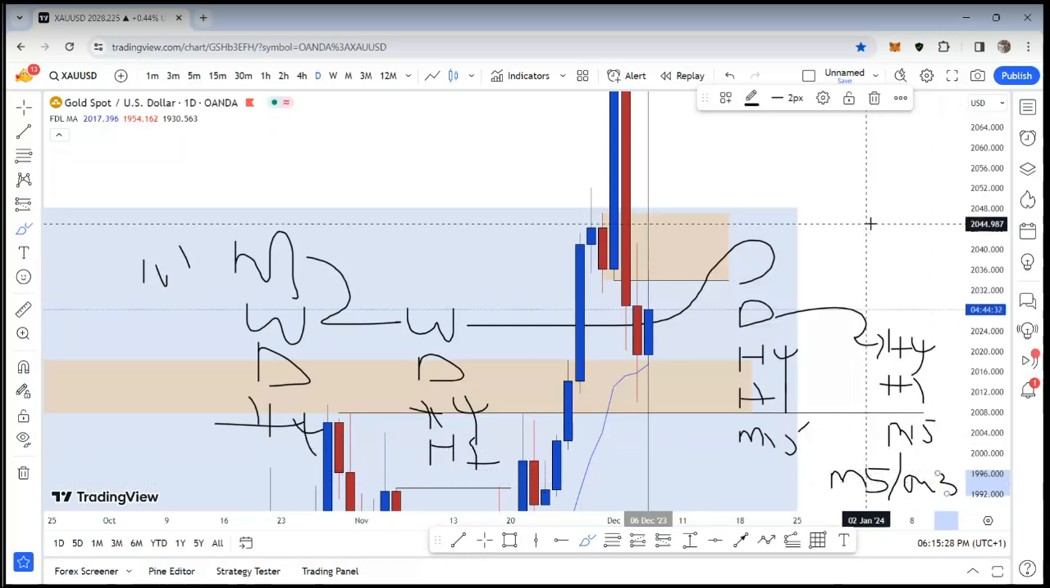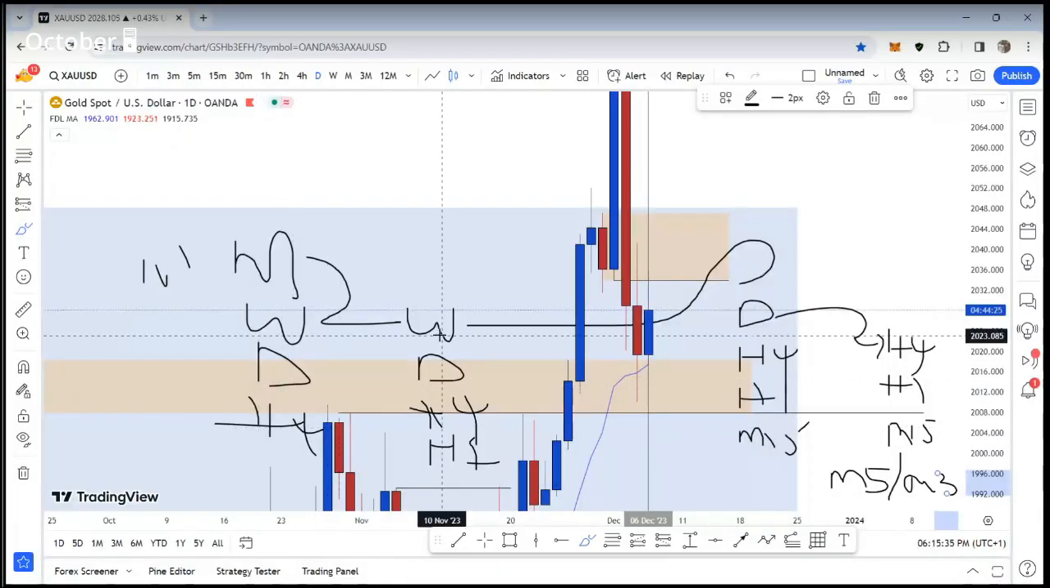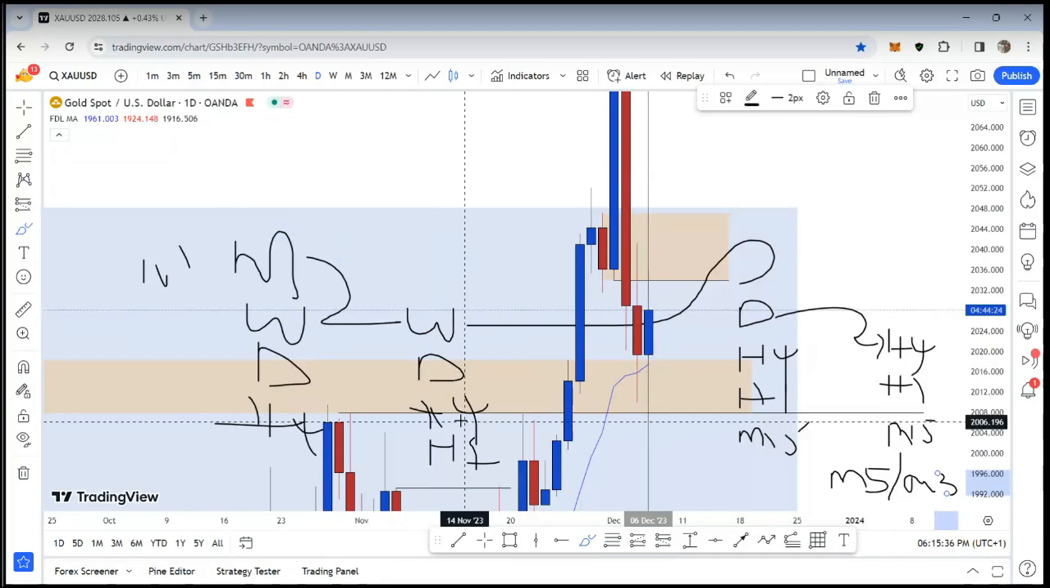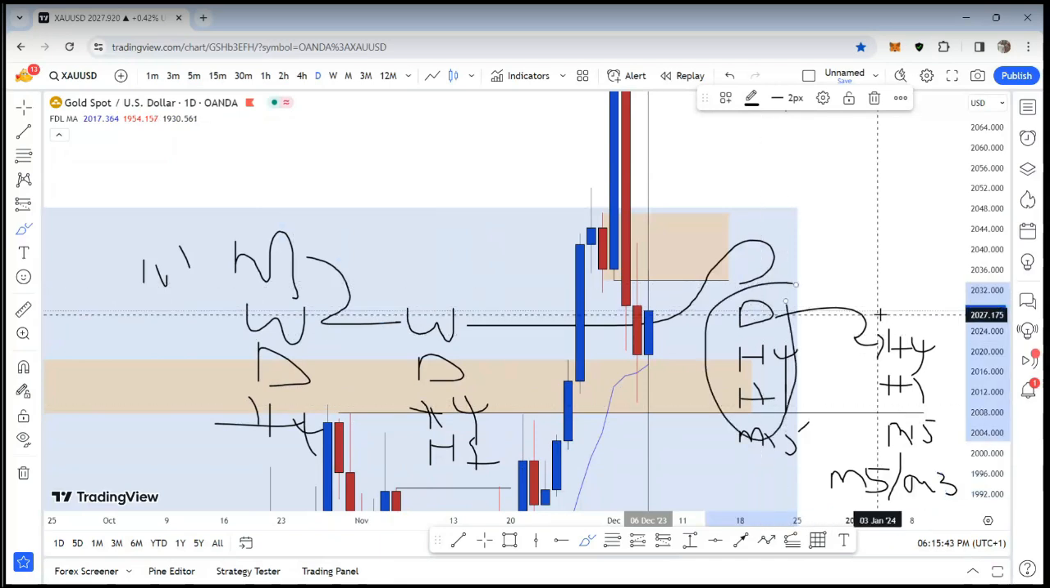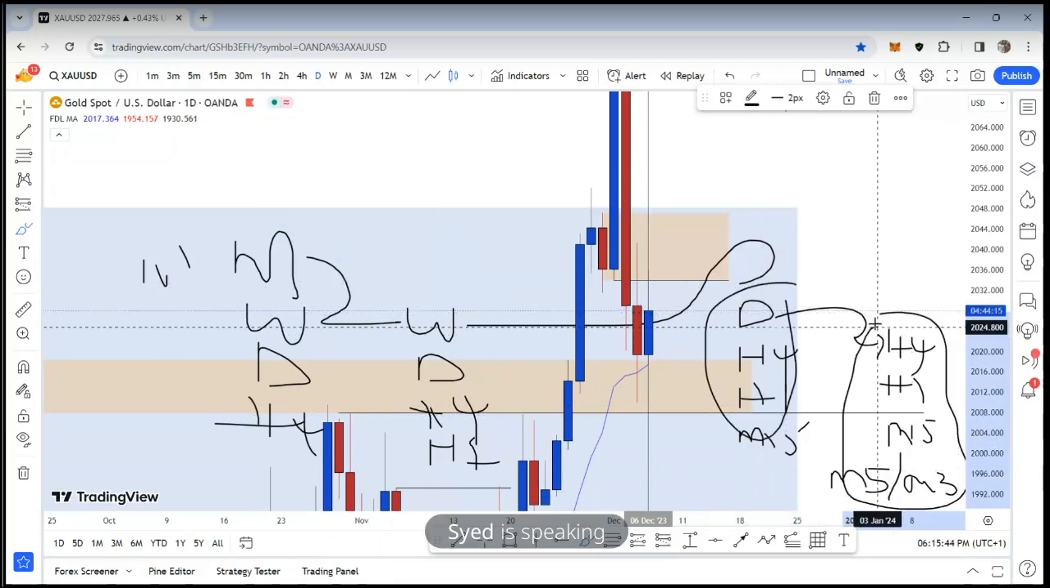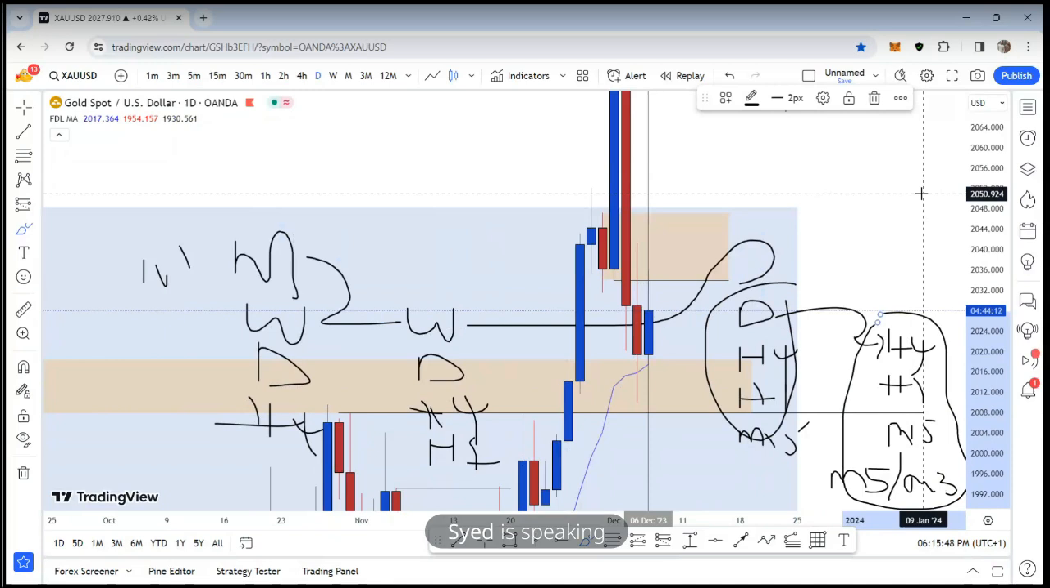Can you see that? Yes, brother, I can see that absolutely. Monthly, weekly, daily, H4 for long-term trades. Weekly, daily, H4, H1, kind of like long-term. Daily, H4, H1, M5, this is a daily trade. Now H4, H1, M5, this is scalping. Yes.